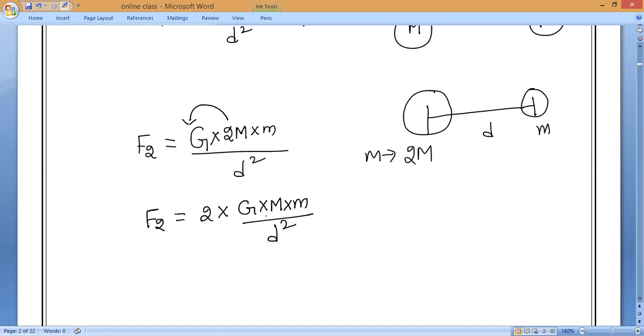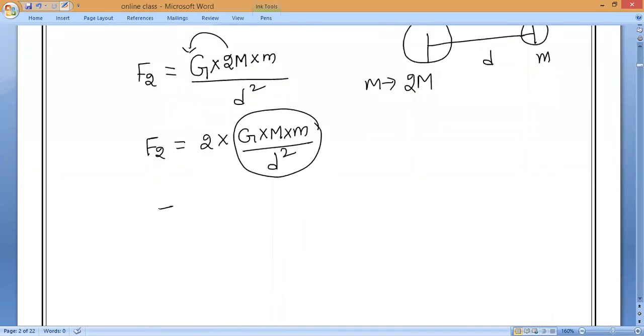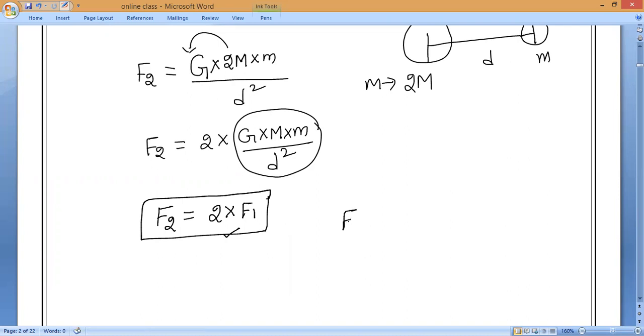Now you can observe that this entire thing is equal to something. What is that, everybody? See that. It is equal to what? F1. So F2 is equal to 2 times F1. So once the mass of one of the bodies becomes double, the force also becomes double. That is what you have to remember.